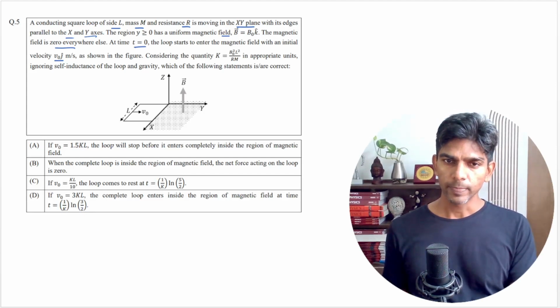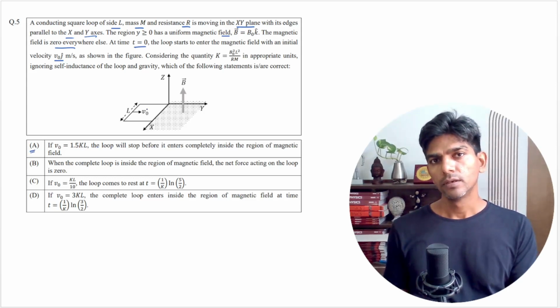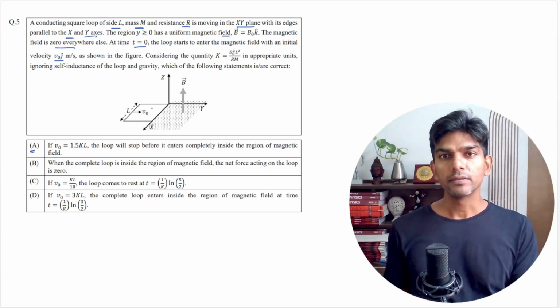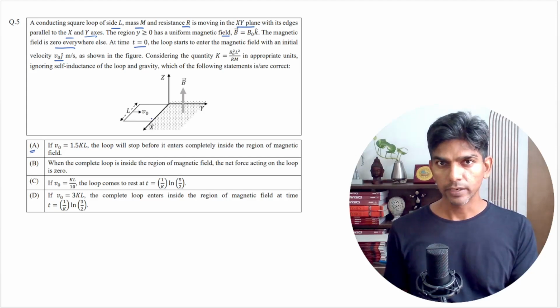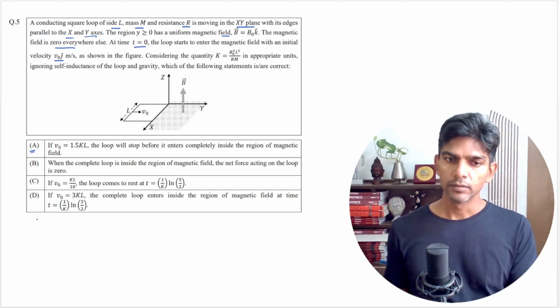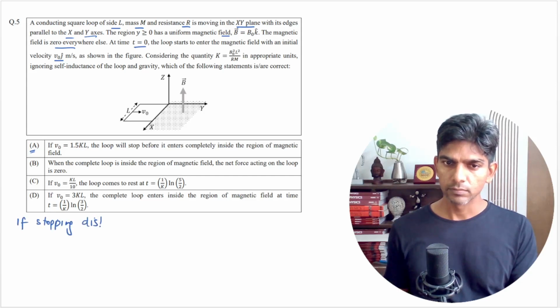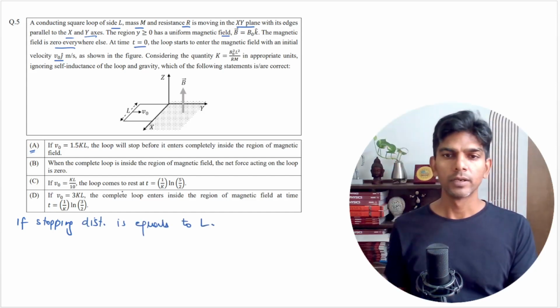So let us see. For option A, let us find the initial velocity which is required to have a stopping distance equal to L, right? So let us see what is actually happening.